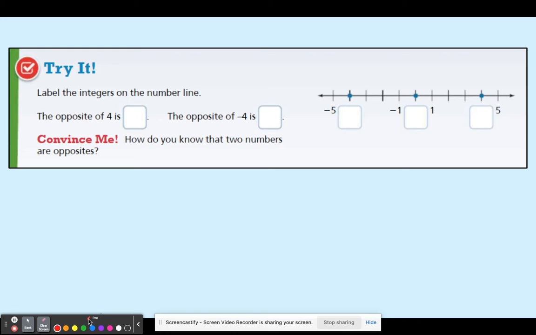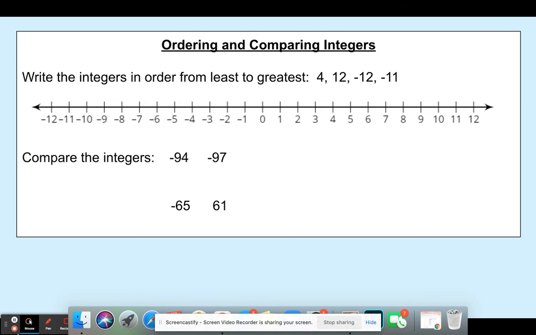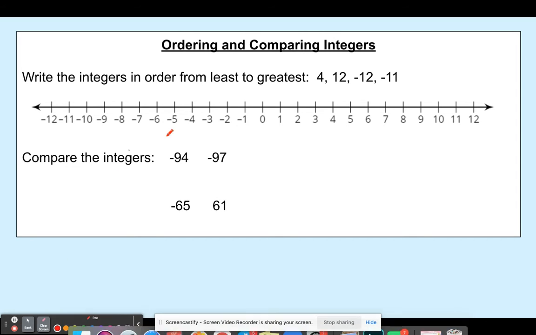The next skill is ordering and comparing. Okay, so one of the easiest ways to order and compare integers is by plotting them. Now, the vocabulary word plot means to put a dot. They rhyme, plot and dot. So here's a +4. I'm going to put a dot on the +4 on the number line.